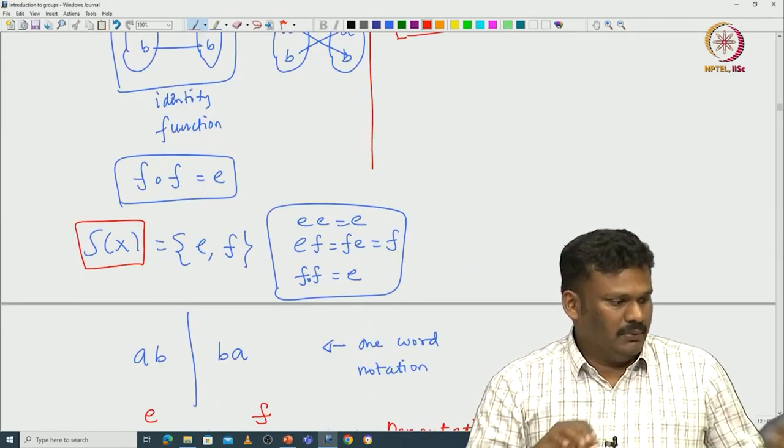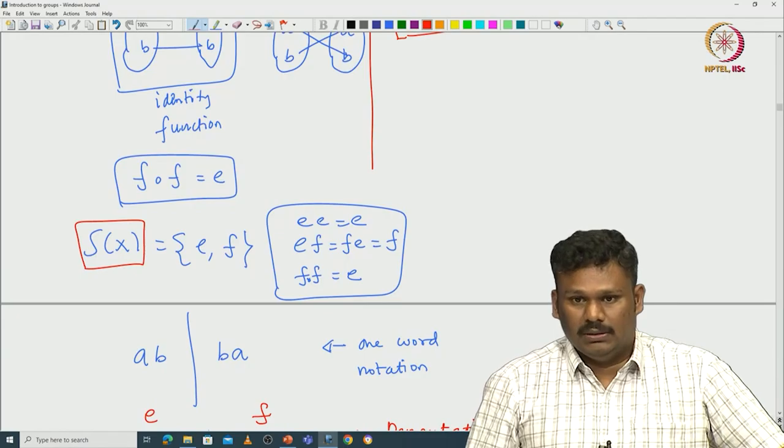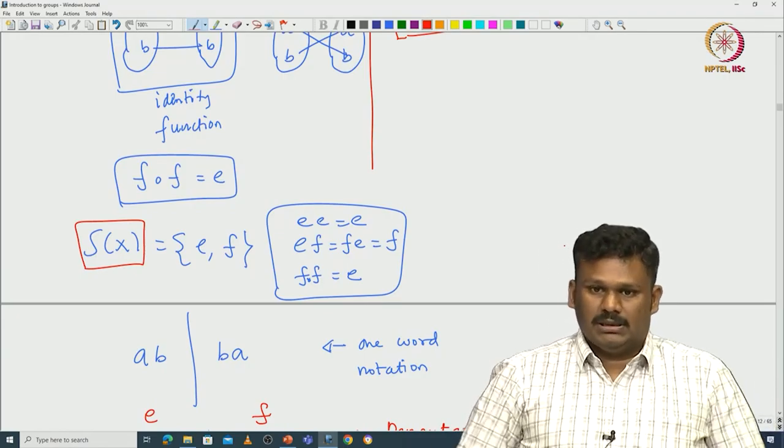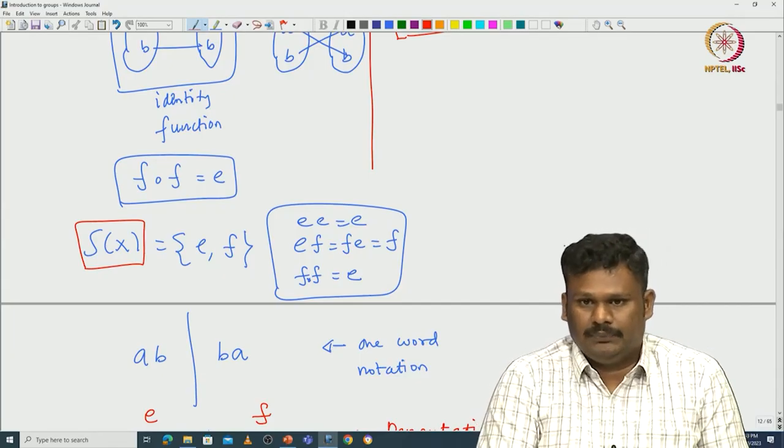So I will stop here. We are running out of time. I will continue with more examples and then subgroups of integers in the next class. Thank you.